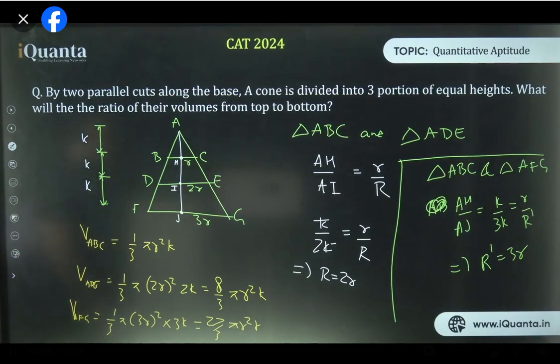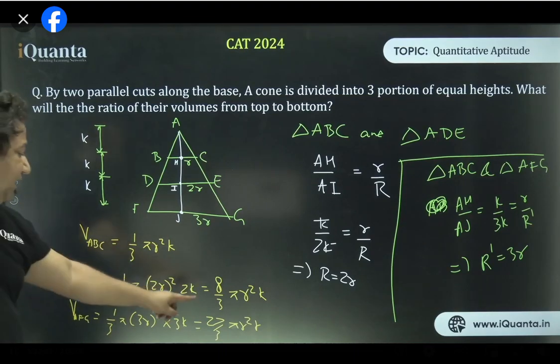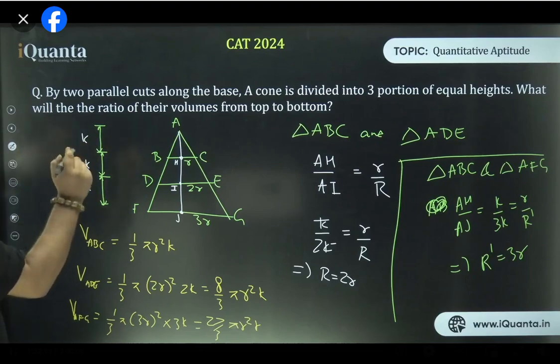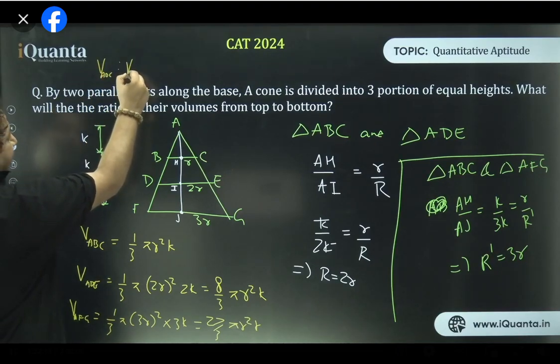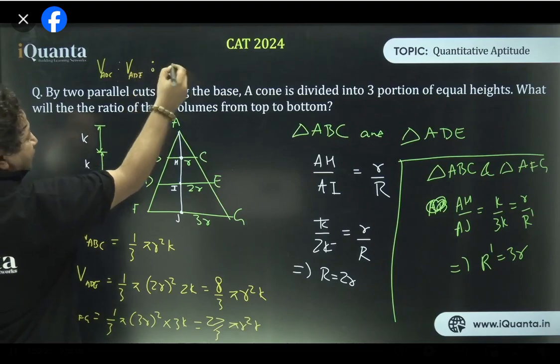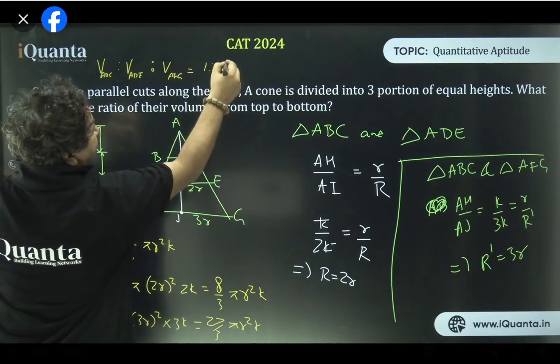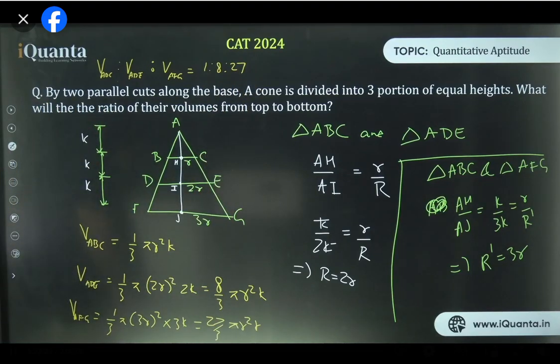Okay. So what's the answer? As we can see, pi r square k is common everywhere. 1 by 3 is common everywhere. So this is 1 time, this is 8 times, this is 27 times. So can I say, I'm erasing certain parts of it. Okay, can I say that volume of ABC is to volume of ADE is to volume of AFG is equal to 1 is to 8 is to 27. We can say that. But this answer is wrong. This is not the correct answer.